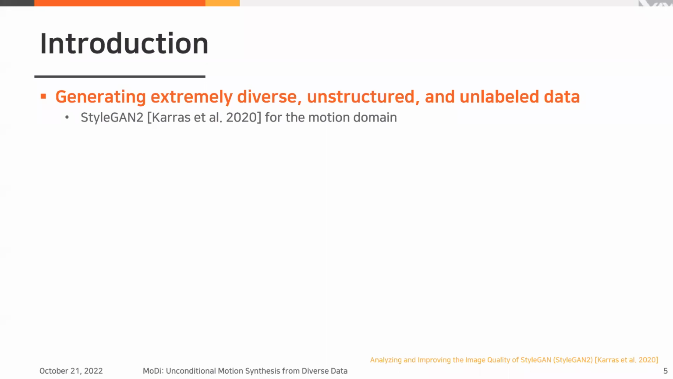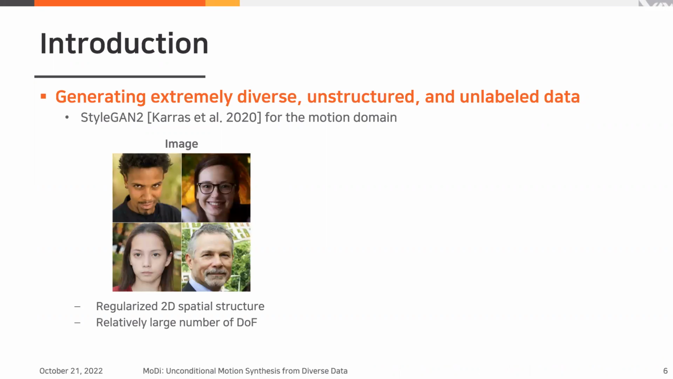The basic concept is simple. They utilize the StyleGAN2 network for the motion domain. The network structure is the same as StyleGAN2, but it is difficult to apply the naive StyleGAN to the motion domain because there is a domain gap between the image and motion.